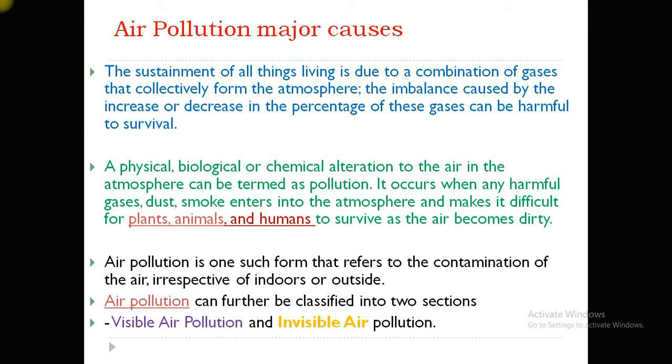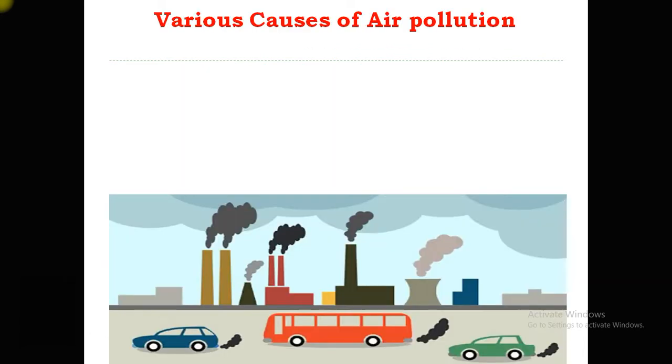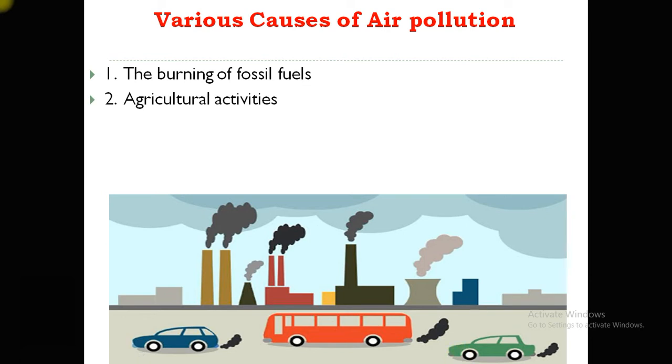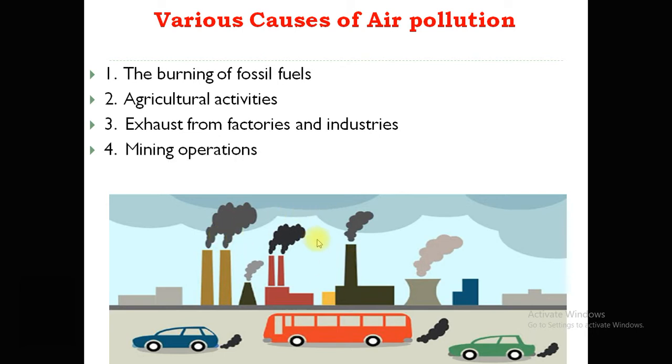So air pollution refers to a contamination of the air, irrespective of indoor as well as outside. Air pollution can be further classified into two sections: visible air pollution and invisible air pollution. The various causes of air pollution are the burning of fossil fuels, like vehicle fuels, agriculture activities, exhaust from industries and factories, mining operations, and indoor air pollution.